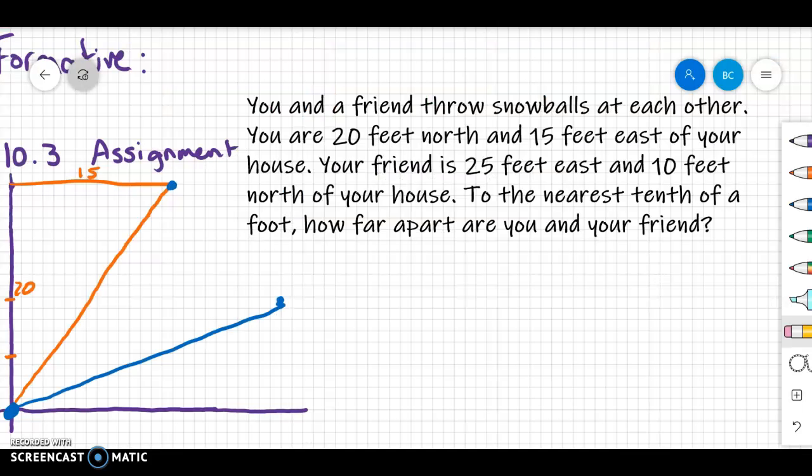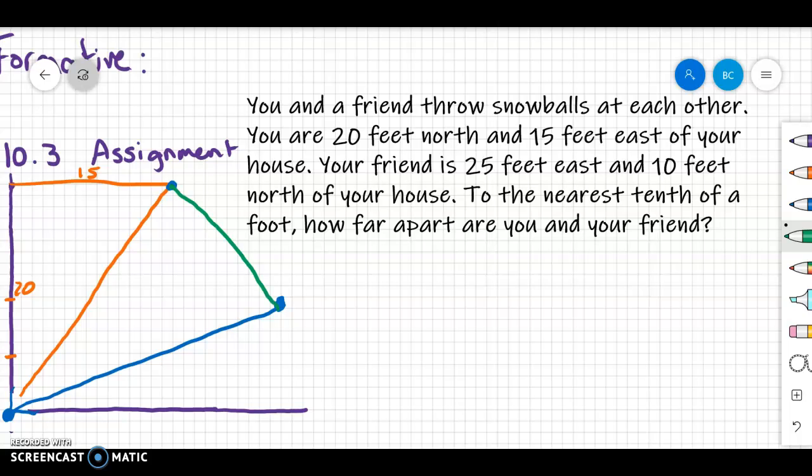This problem about the snowballs is pretty tricky. So it starts by telling me some information about where my friend and I are in relation to my house. So I'm going to put it on a coordinate grid and say that the origin is my house that I just erased. So there's the house, and it's telling me that I'm 20 feet north and 15 feet east, so that's where I would be. And my friend is 25 feet east and 10 feet north, so that's where my friend would be. So I'm really looking for this distance right here between that point and that point.